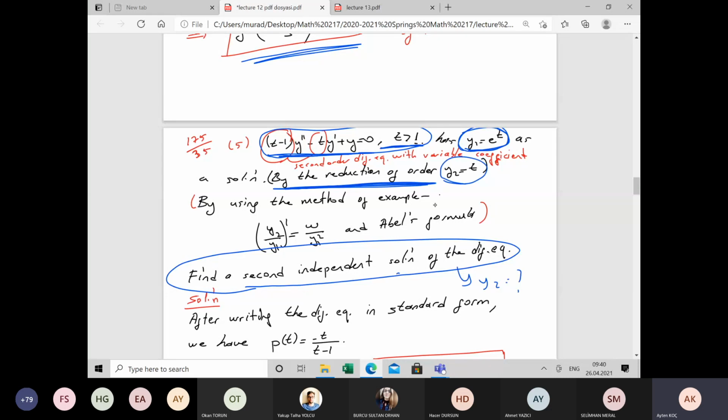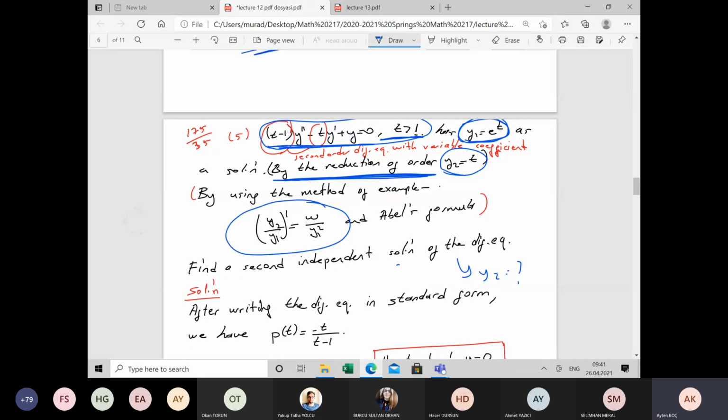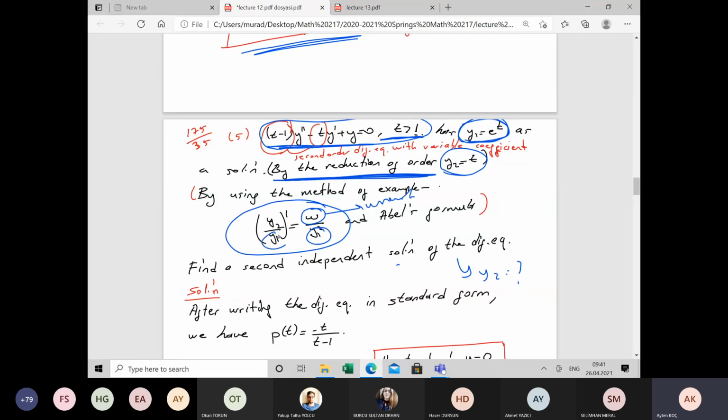Another method. What's this method? We claim that this one is the formula to find y sub 2: y sub 2 over y sub 1 prime is equal to W over y sub 1 squared, where W is the Wronski determinant. If we know the Wronski determinant and y sub 1, it is easy to get y sub 2 here, using Abel's formula, to get the second independent solution of the differential equation.